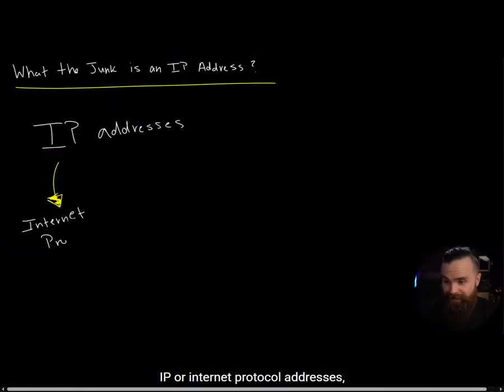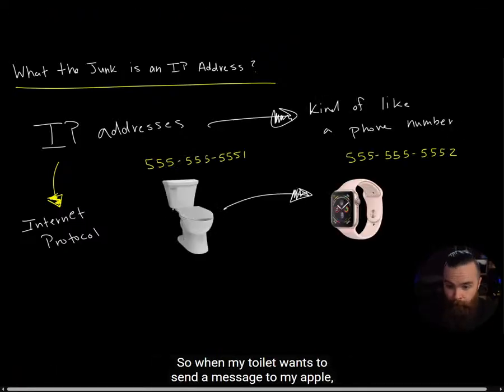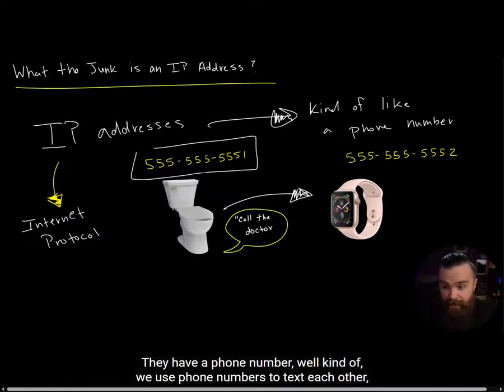Protocol addresses. They're kind of like phone numbers that we assign to all of our devices. So when my toilet wants to send a message to my Apple Watch letting him know how I'm doing, he totally can, because they have a way to communicate with each other. They have a phone number.